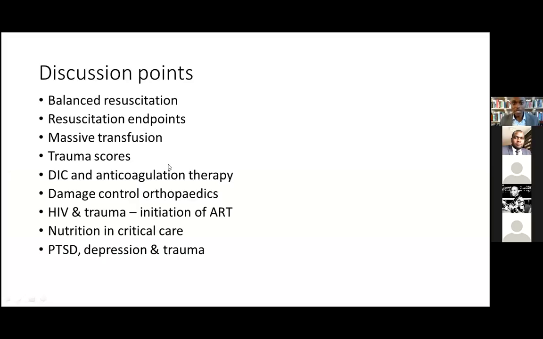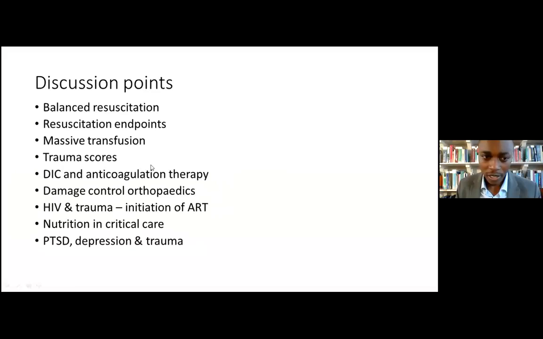All right, so the discussion points for today's meeting would be to look at balanced resuscitation, resuscitation endpoints. We're going to discuss massive transfusion, trauma scores, DIC, and the role of anticoagulation therapy. We'll also touch on damage control orthopedics, and then if time permits, our conversation should also include HIV and trauma, nutrition in critical care, post-traumatic stress disorder, depression, and trauma.